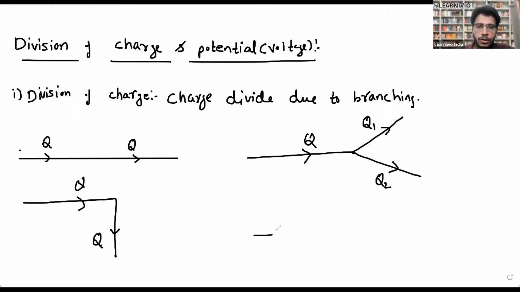I'm giving you a few capacitors. Can you tell me whether the charge will divide or not? You have two capacitors, one capacitor C1 and another capacitor C2. What do you think? Will the charge divide or not in these two capacitors? No, it will not divide. There's no branching here.